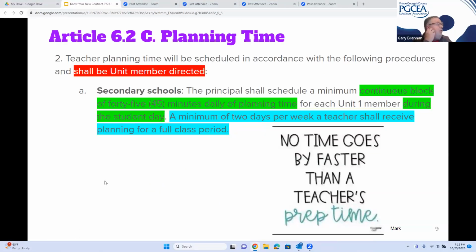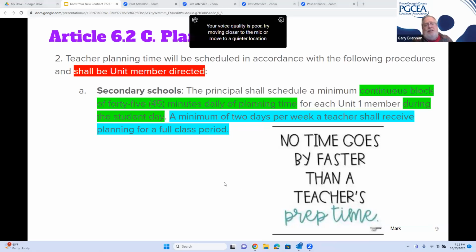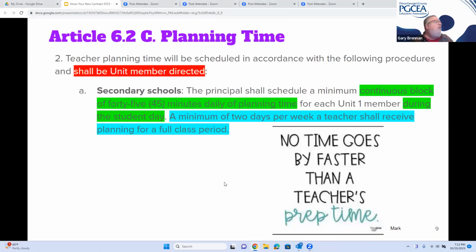Okay, so the next article is about planning time. This was supposed to be done by our member Mark Naden, but he was having some technical difficulties, so I'm just going to jump in and cover this slide for him. All planning time language can be found in Article 6.2. And importantly, some of the things we really want to cover are where we see violations occur.